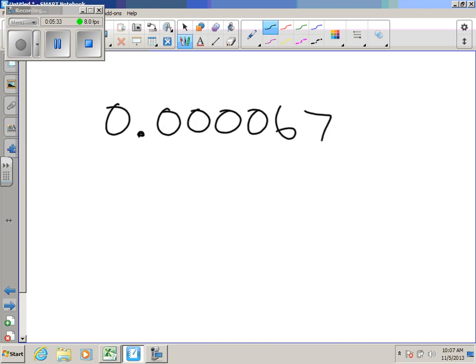Okay. It also works the other way. Scientific notation. So as opposed to being a really, really, really big number, this is a really, really, really small number. But the principle remains the same. 4 zeros and a 6 7.